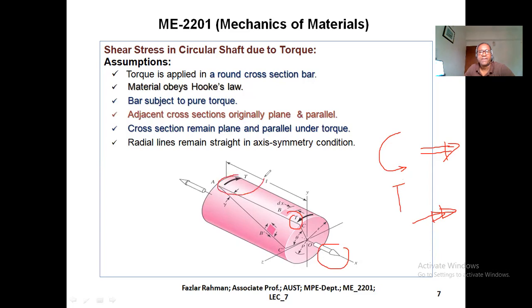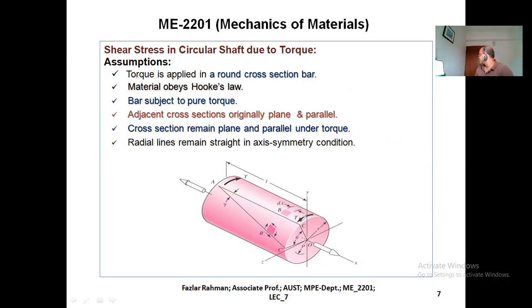This one is clockwise, so when I curl my fingers like that, my thumb is going outward. That is the direction of the torque they are showing over here. So a torque you can represent by this kind of arrow, for anti-clockwise, or you can show it by a single arrow. Some books show it by a double arrow. In this book they are showing the arrow over here as the torque.